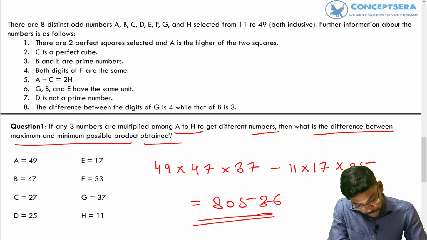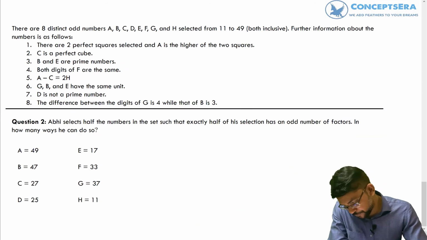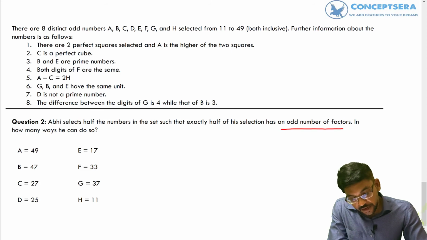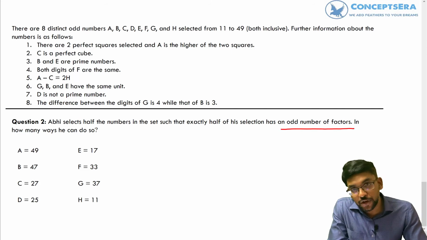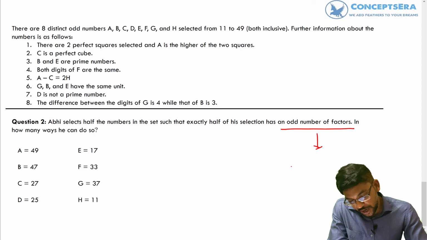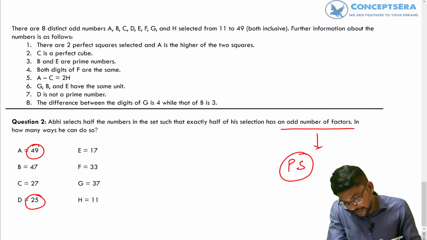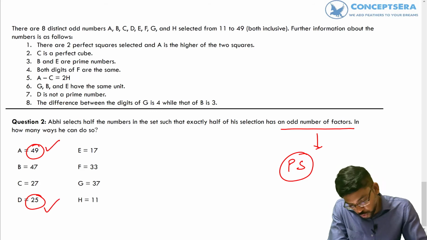Look at next question based upon this particular caselet. The question is, Abhi selected half the numbers in the set such that exactly half of the selection has odd number of factors. If you recall our number classes, we know only perfect squares have odd number of factors. So definitely half of them he will be selecting perfect squares, because ultimately he wants to select these two numbers which are half. So 2 definitely are perfect squares.